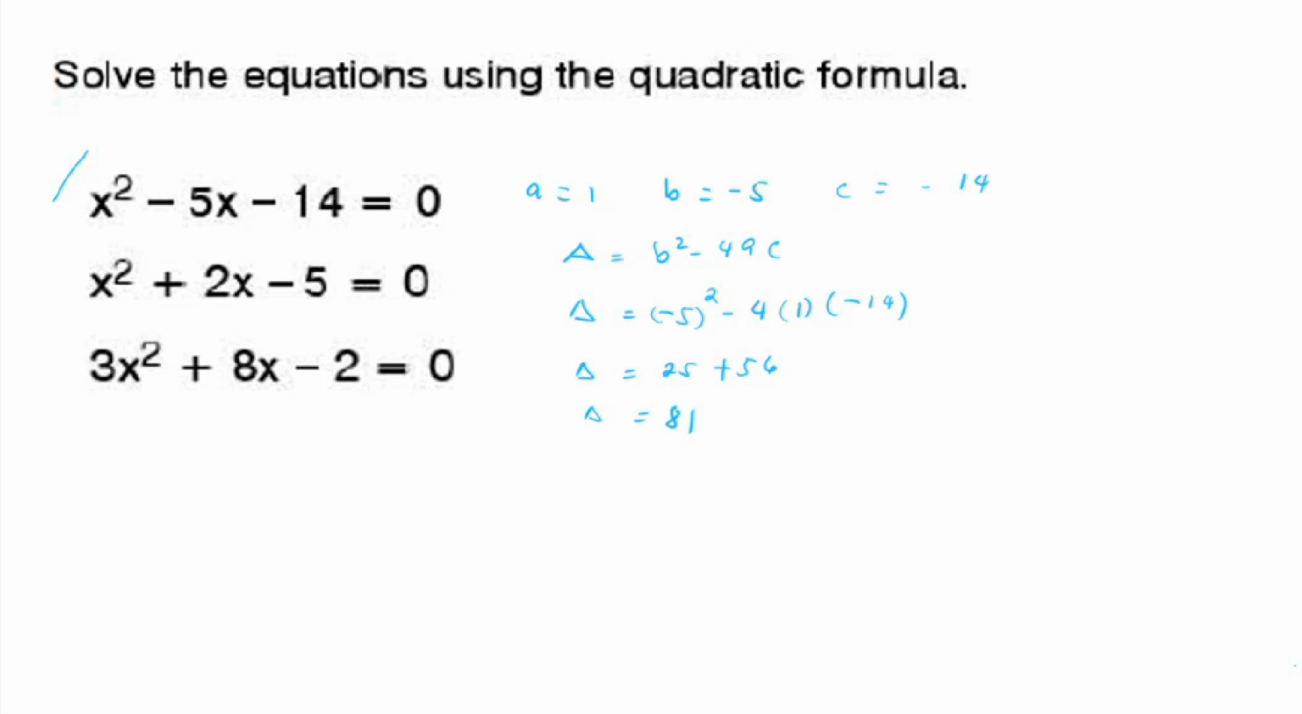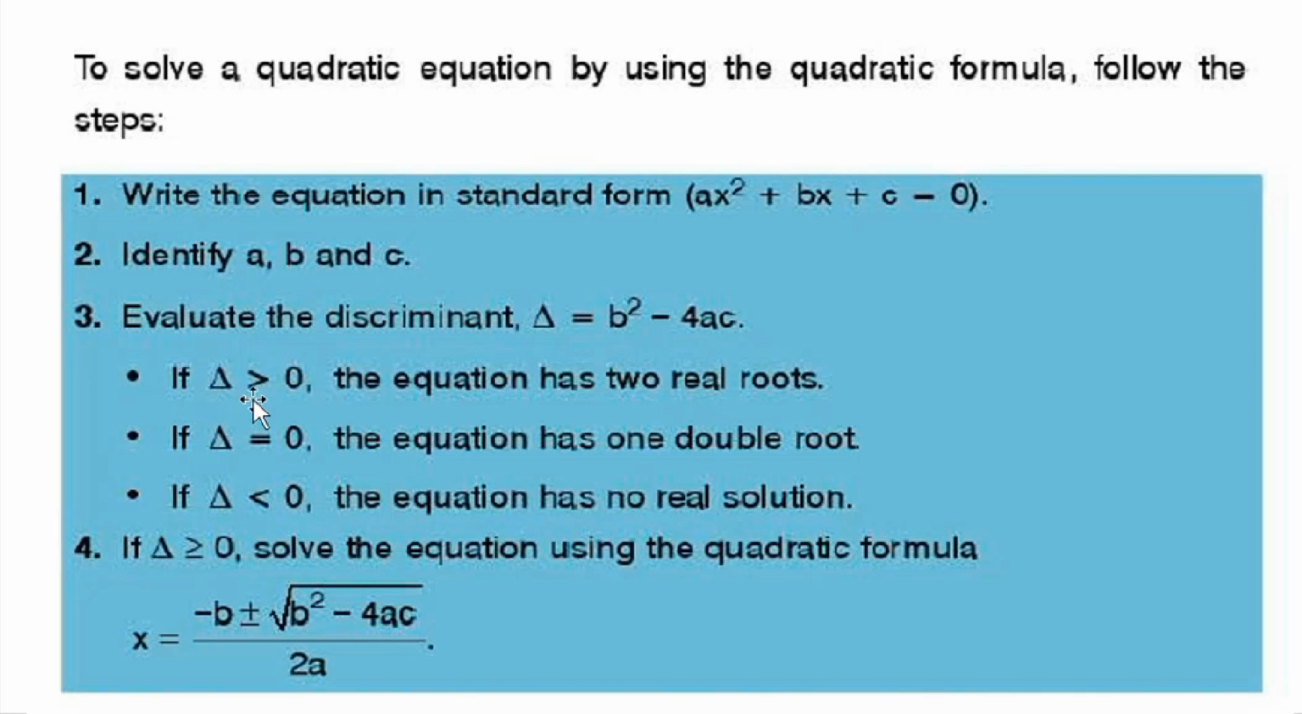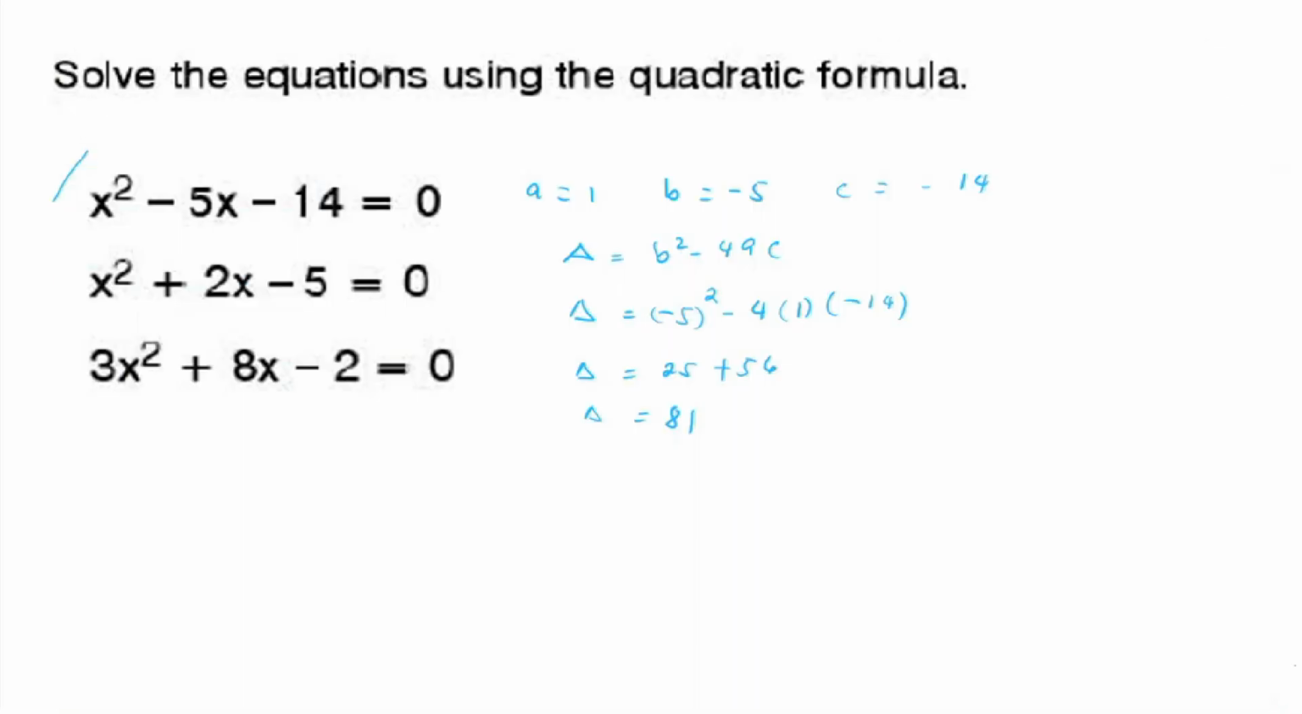Now, what can you say about the discriminant? We could say that the discriminant is greater than 0. If delta is greater than 0, then the equation has two real roots. That is our expected answer. Now let's use the quadratic formula, and the outcome should be two real roots.